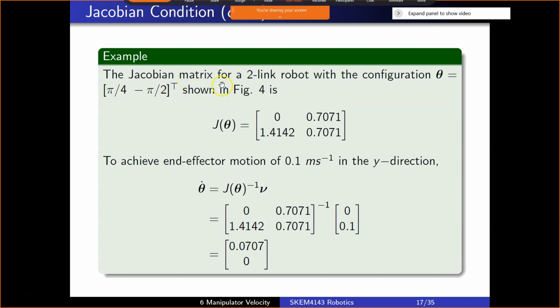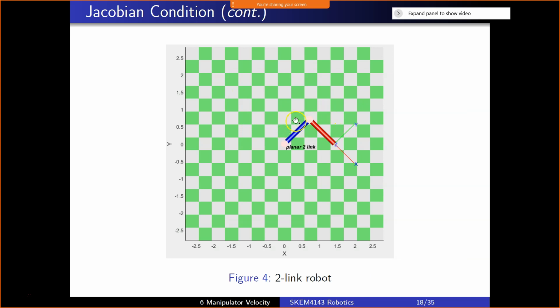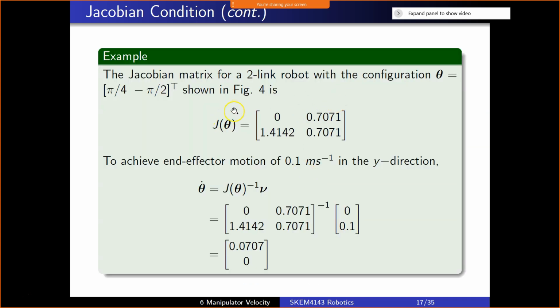All right. So the Jacobian matrix for a 2-link robot with the configuration pi over 4, this is 45 degrees perhaps, and minus pi over 2, this is minus 90 degrees, shown in figure 4. This is figure 4. It's a 2-link robot arm where theta 1 is 45 degrees and theta 2 is minus 90 degrees. And the Jacobian is given by this.